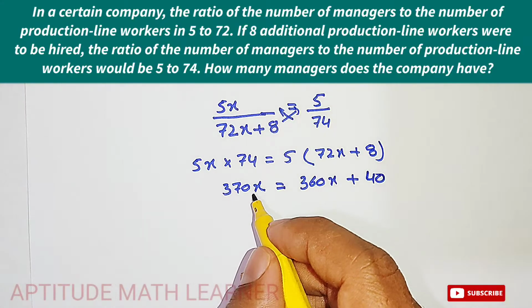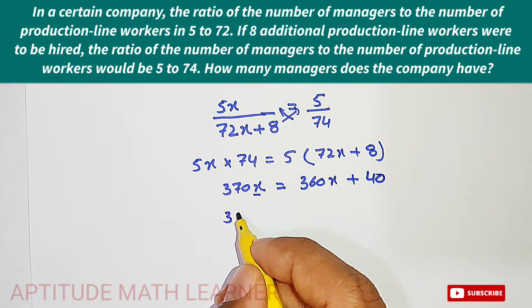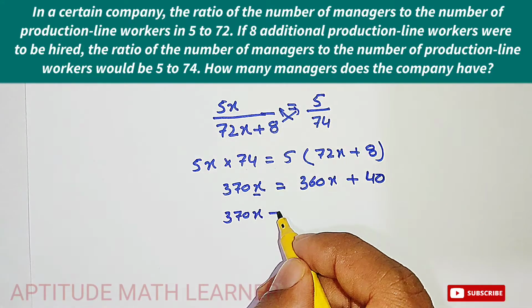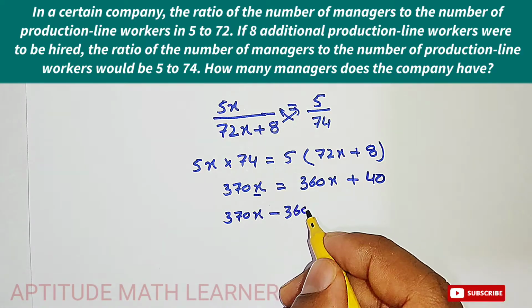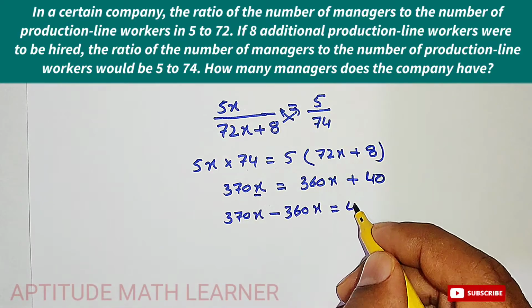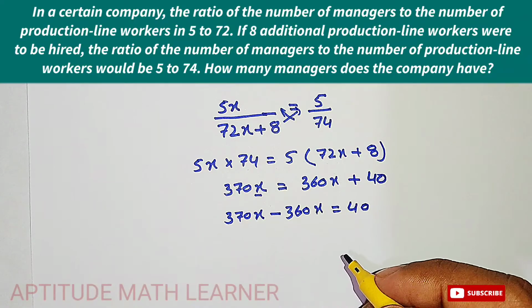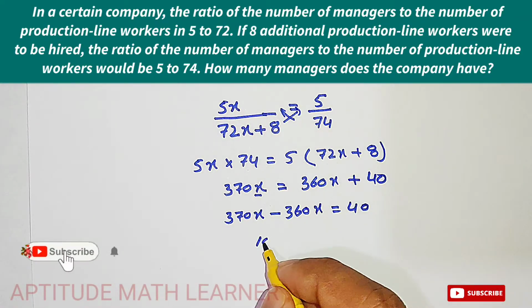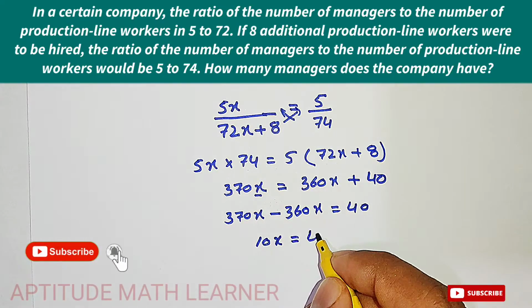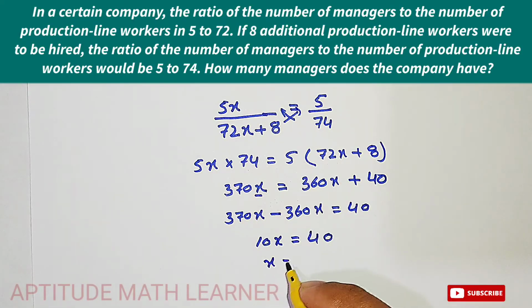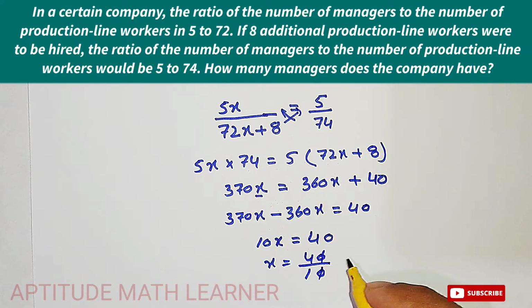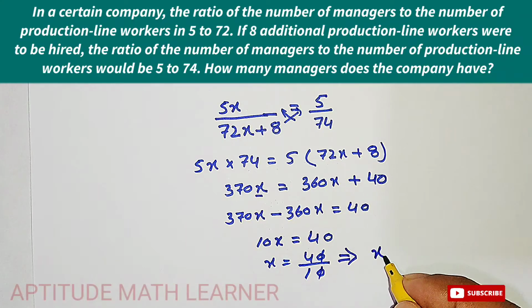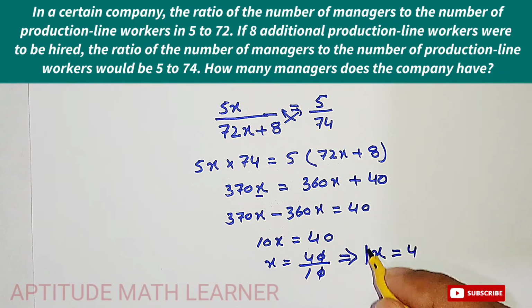Now if you see this is x and this is x, so here we get 370x minus, this portion goes this side and it becomes minus 360x is equal to 40. So this becomes 10x is equal to 40, and x is equal to 40 divided by 10. So here the 0 cancels out, and we now get the value of x that is 4.